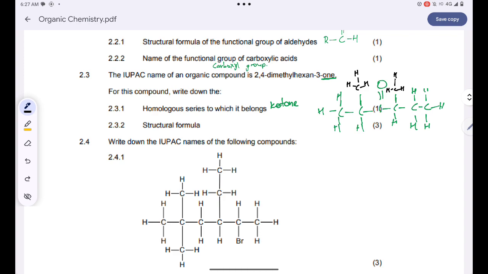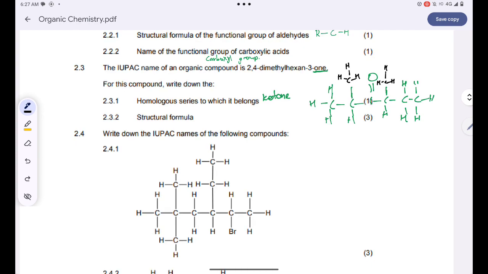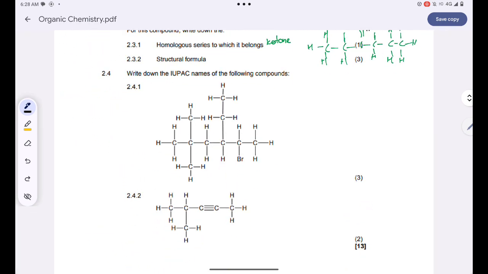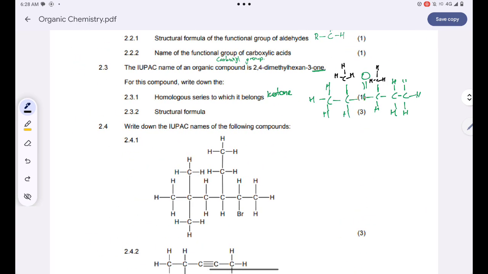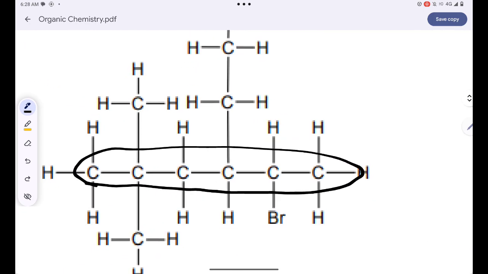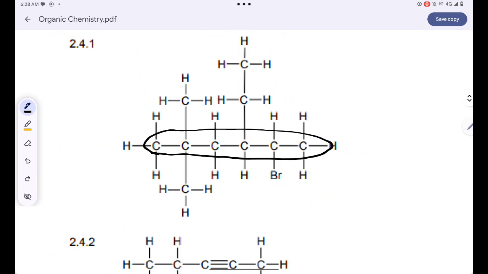Okay, now for 2.4 I'm given a structural formula. I'm given 2 structural formulas actually, and I'm supposed to write the IUPAC names of these 2 structures. The first structure has how many carbons? Let me see. I have 1, 2, 3, 4, 5, 6. So my parent chain has 6 carbons, right? I must start counting closer to the... Remember that, guys, yes, I do have a halogen there.